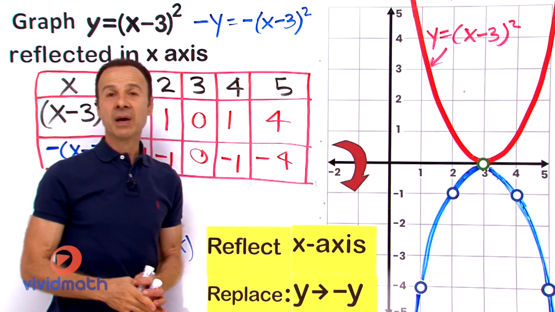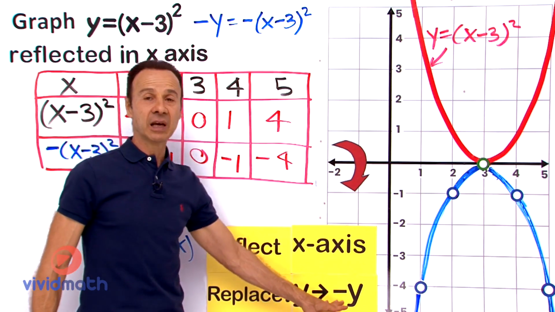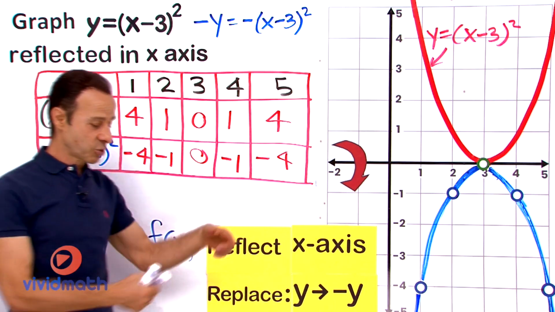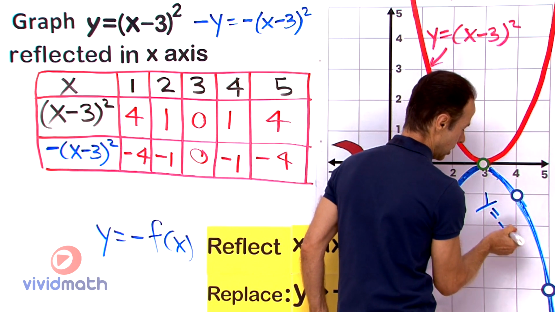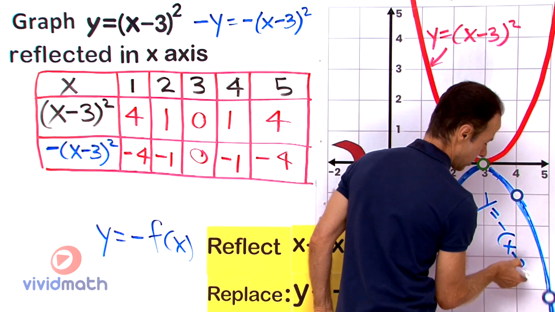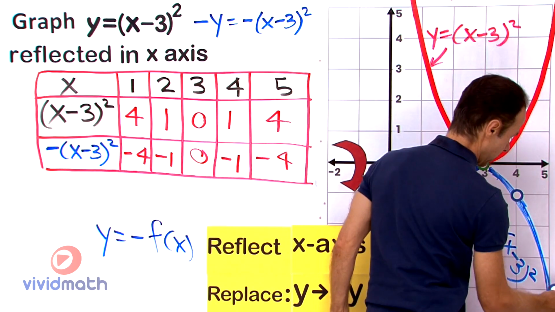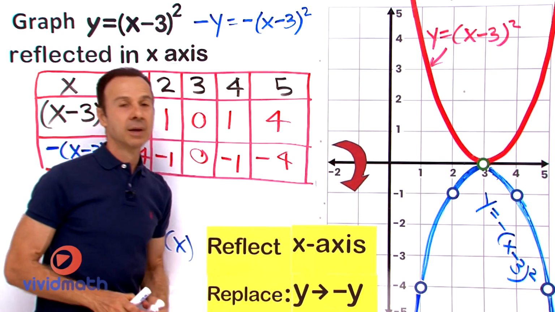All you've got to remember is that when you're reflecting on the x-axis, remember to replace y with negative y, where you get a negative in front of the function. So I'll just write in this function here. Negative. And we lost our point there. I'll just put it in right there. And there you go.